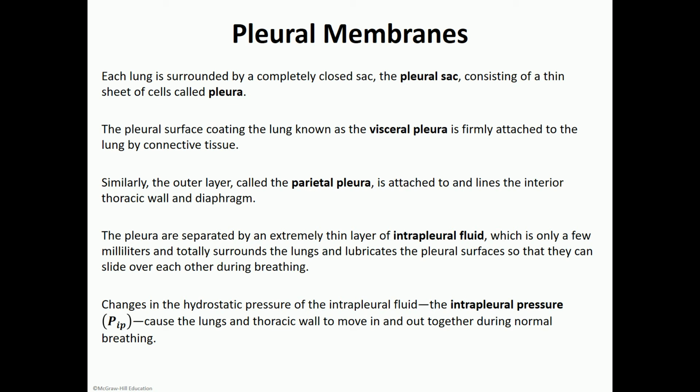Between the two layers of pleura, there is a space known as the pleural sac, full of serous fluid known as the intrapleural fluid. And there's a change of pressure. There's hydrostatic pressure in that intrapleural fluid, which is important for the movement of the lungs and the movement of the chest wall during normal breathing.